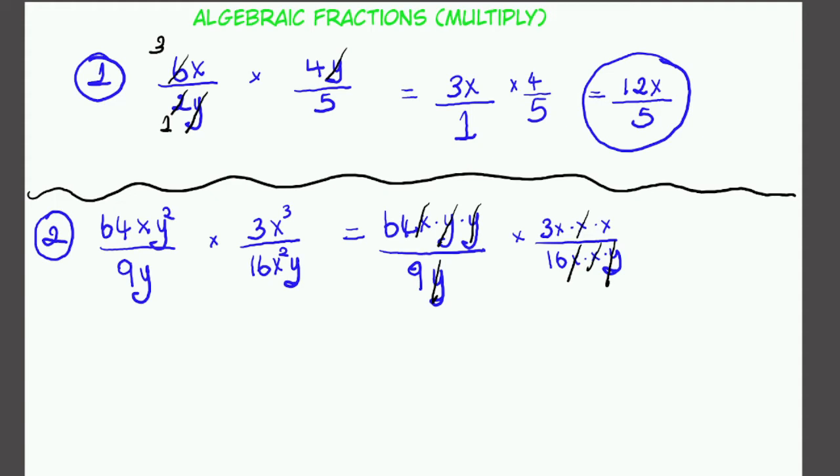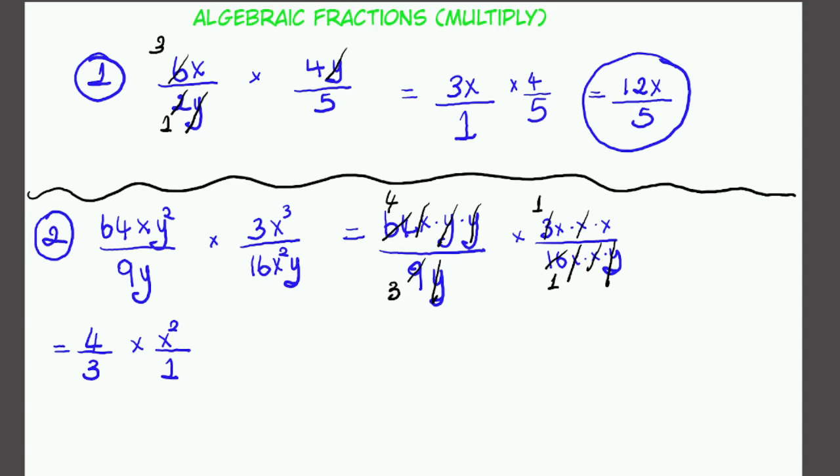Is there anything else that we can cancel? Yes, there is. 3 goes into 3 one time, and 3 goes into 9 3 times. 16 goes into 16 one time, and 16 goes into 64 4 times. Let's see what we're left with. We're left with 4 over 3 times x squared over 1.